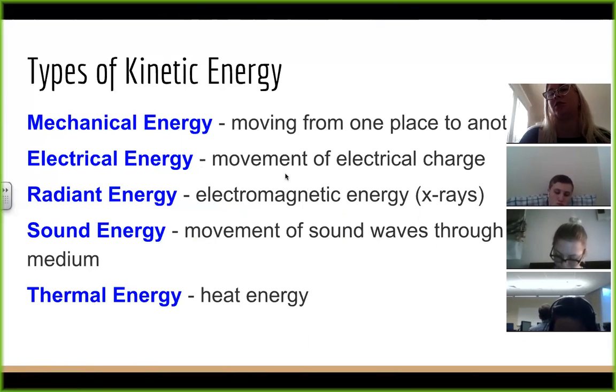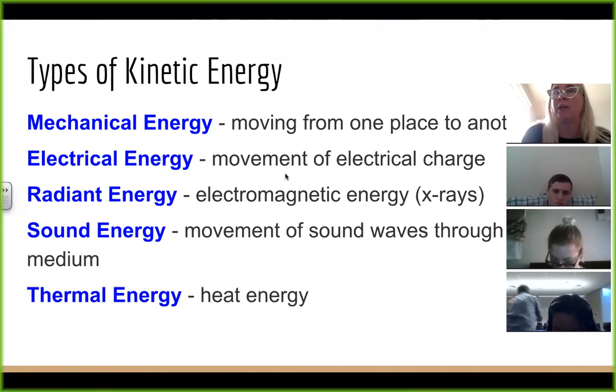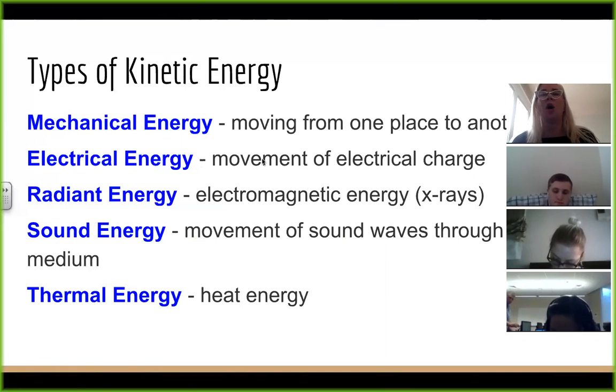Electrical energy is the movement of electrical charges, or electrons really. So that's going to be in your outlets. And then mechanical energy is just moving from one place to another. That could be physically, that could be a car moving, something turning. So mechanical, I like to think of like machines.